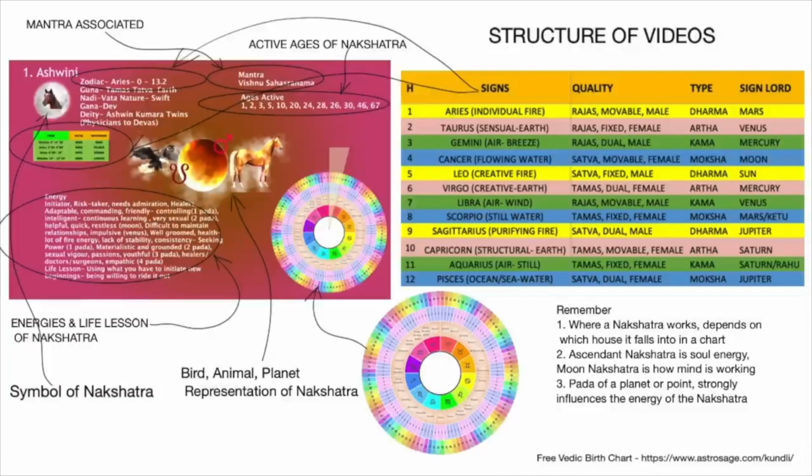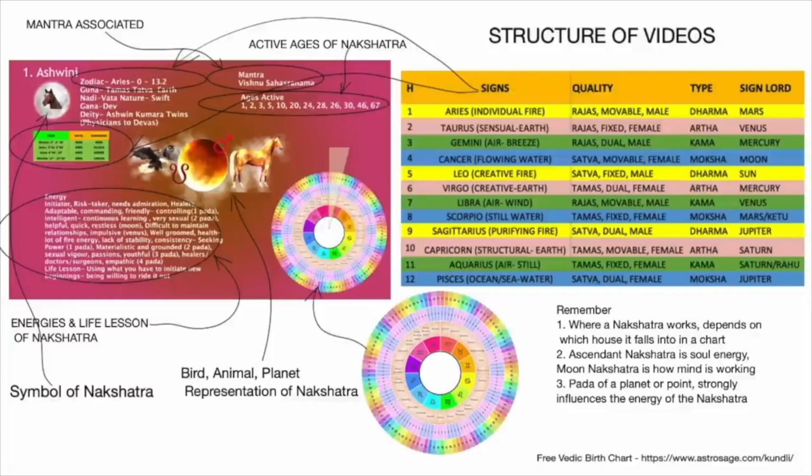The picture on the left is how you will see the video. This first one, for example, is Ashwini Nakshatra. And how it is structured is, the one on the top left corner is showing the moon, because they're all lunar mansions, and it is showing the symbol of the nakshatra. The second part describes the zodiac. It also describes the padas.